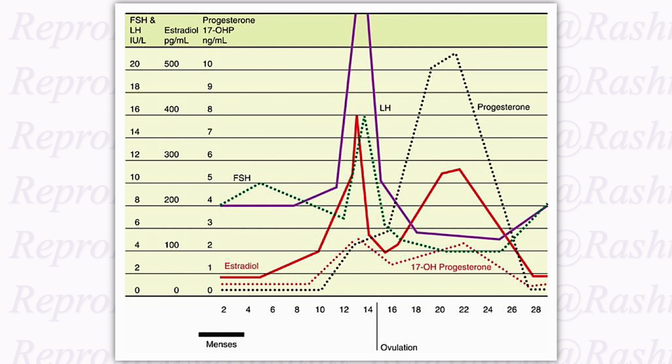Once the LH peak happens, around 10 to 12 hours after that, ovulation will happen. After ovulation the corpus luteum is formed. The corpus luteum releases progesterone and estrogen, and these both lead to feedback inhibition on FSH and LH. So we can see here FSH and LH are at their least. The green one is FSH, which is at its least, and the purple one, LH, is also at its nadir.